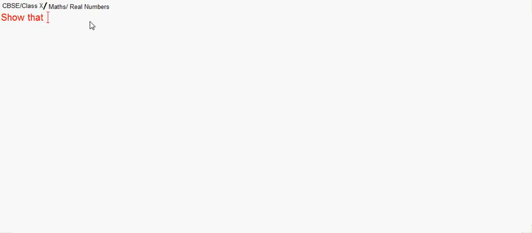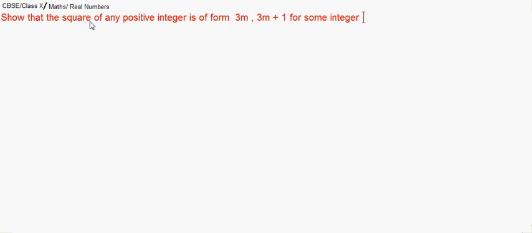Show that the square of any positive integer is of the form 3m or 3m plus 1 for some integer m.